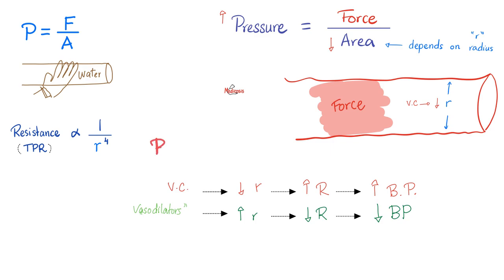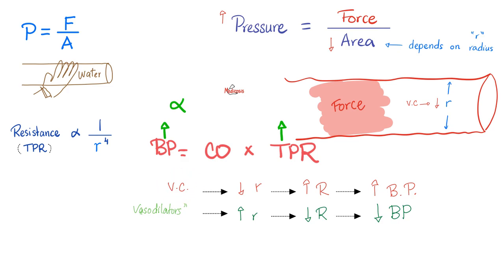Because blood pressure equals cardiac output, which we have discussed before, times the total peripheral resistance. So between the resistance and the blood pressure, there is a direct correlation. When resistance goes up, blood pressure goes up. Let me give you an example. Norepinephrine can raise your blood pressure. You know how? It constricts your arteries.